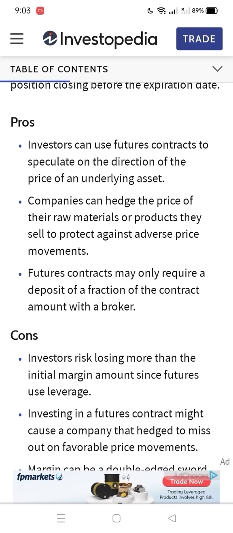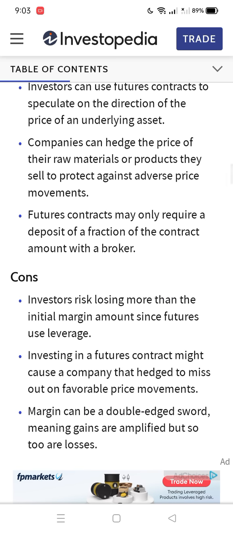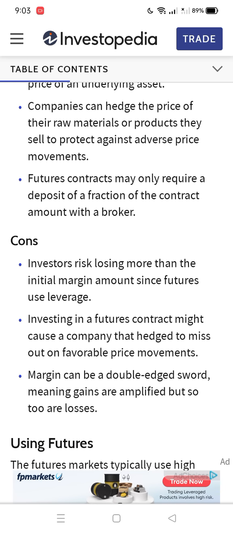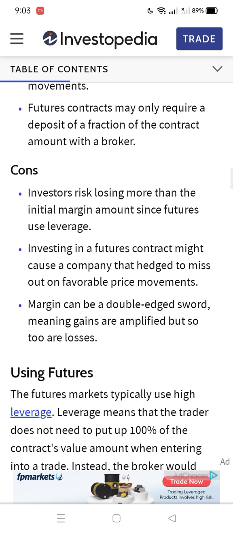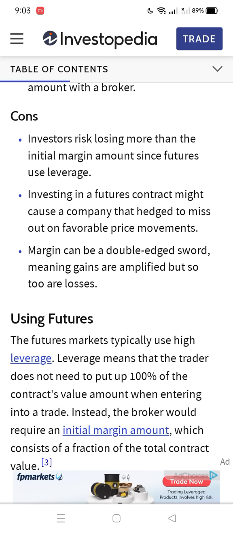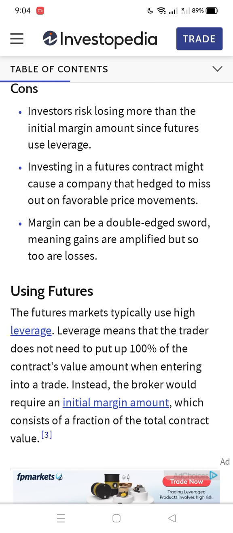Pros: investors can use futures contracts to speculate on the direction of the price of underlying assets. Companies can hedge the price of the raw material or product they sell to protect against adverse price movement. Futures contracts may only require a deposit of a fraction of the contract amount with a broker. Cons: investors risk losing more than the initial margin amount since futures use leverage.